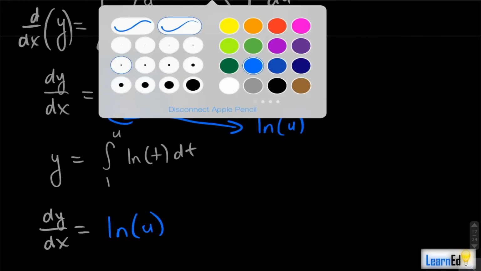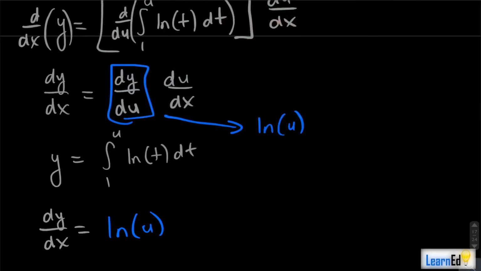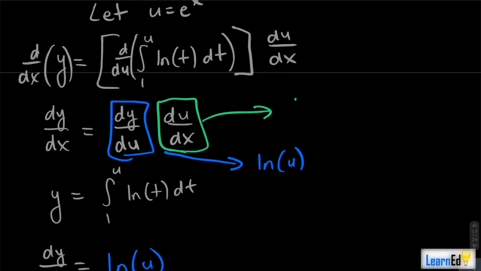But then we have this du dx. And what that means is we have to take a derivative of u with respect to x. Remember, u is e to the x, so du over dx is e to the x. Sorry, the dx I moved to the bottom on the other side. That's where this came from right here.